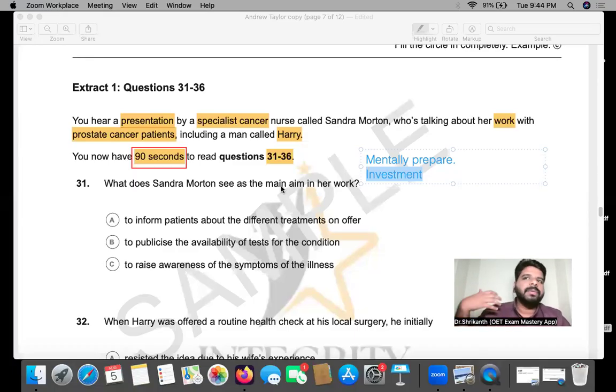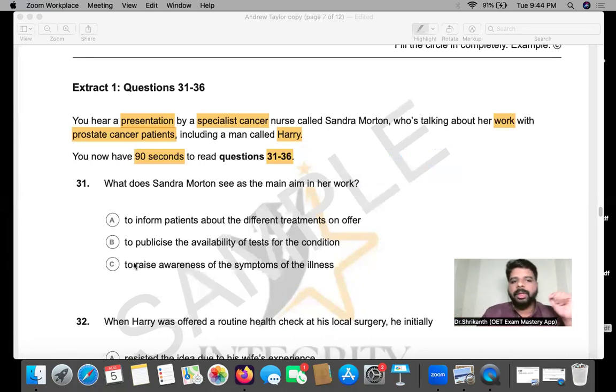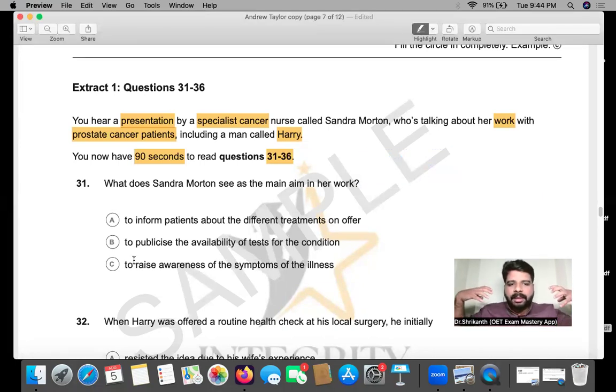If you're simply wasting the 90 seconds, not using it properly, then after 90 seconds, when the audio is going to play, you will not get the maximum benefit. There are two methods of reading. Some students just simply read the 31st question. What does Sandra Morton see as the main aim in her work? A, to inform patients about the different treatments, to publicize the availability, to raise, like this, they will just simply read. They will not give any importance to the keywords.